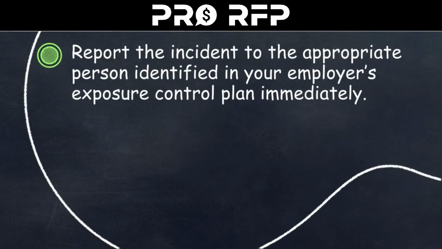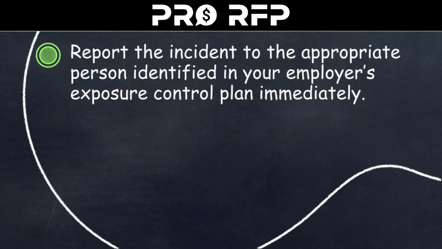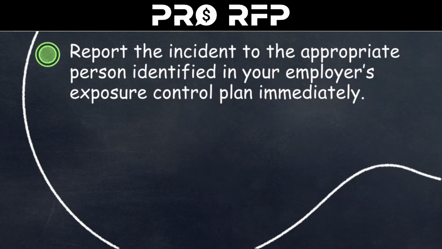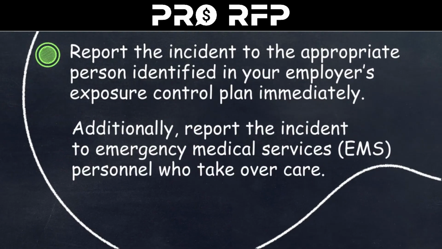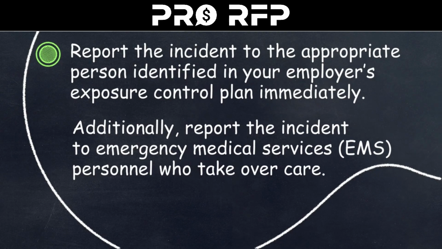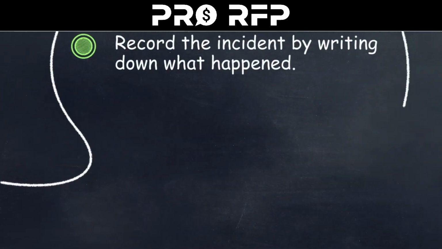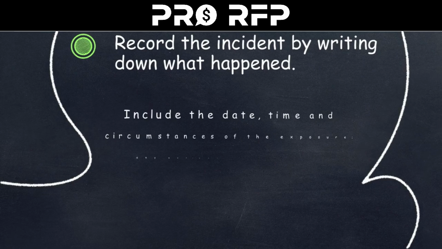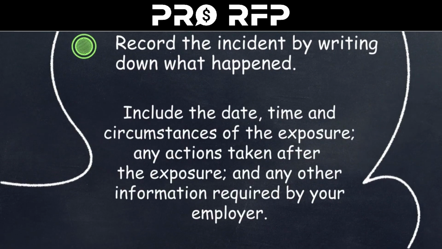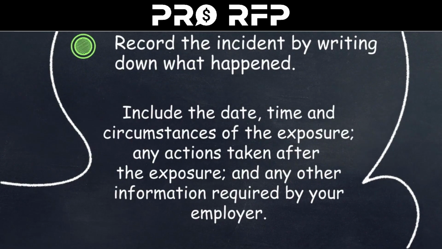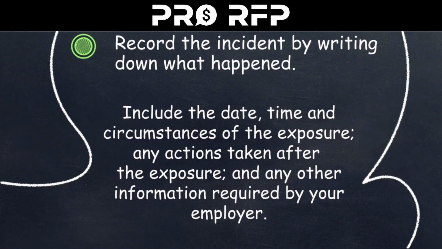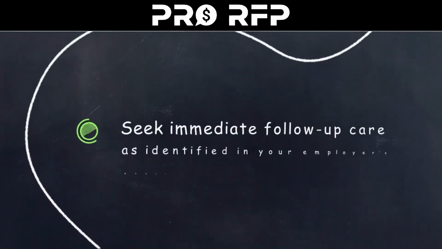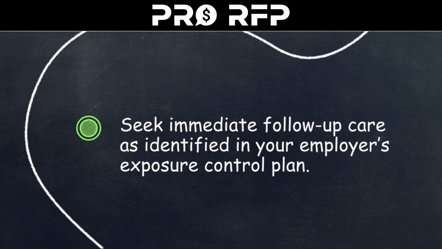Report the incident to the appropriate person identified in your employer's exposure control plan immediately. Additionally, report the incident to Emergency Medical Services (EMS) personnel who take over care. Record the incident by writing down what happened, including the date, time, and circumstances of the exposure, any actions taken after the exposure, and any other information required by your employer. Seek immediate follow-up care as identified in your employer's exposure control plan.